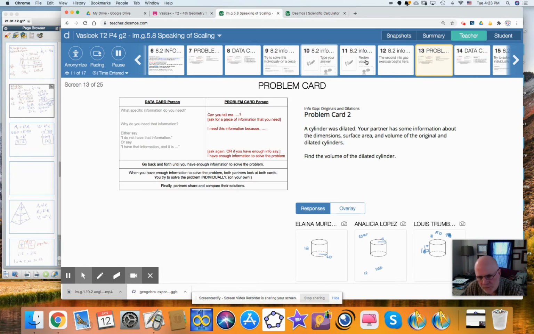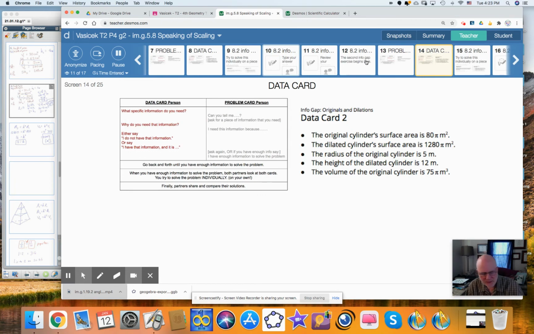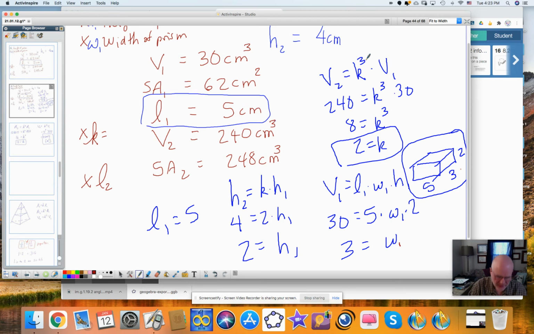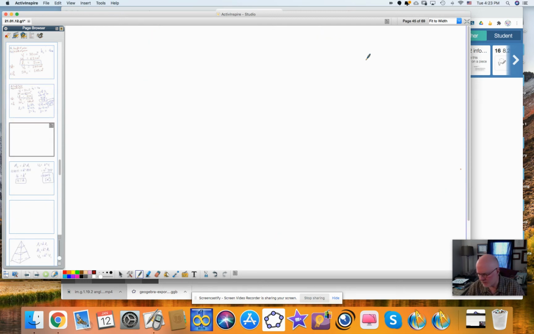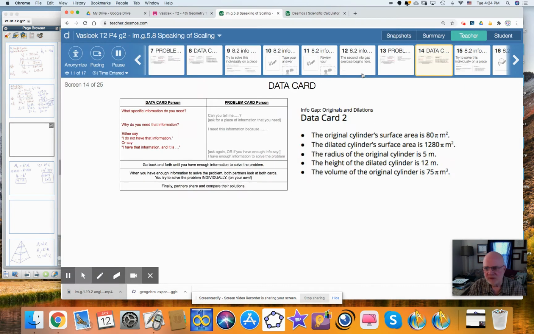On the second one, we had a cylinder, and we had to do the same kind of thing. The idea behind both of these is that if you have the length of one times some scale factor, you get the length of the other. If I have the area of one, it'll be times the scale factor squared to get the area of the other. And if I have the volume of one, it'll be the scale factor cubed to get the volume of the other. Now, if I know any two of these, I can find the scale factor. So from the scale factor, you give me any one of these others, and I can find any of them missing. That's the big idea of today's lesson.